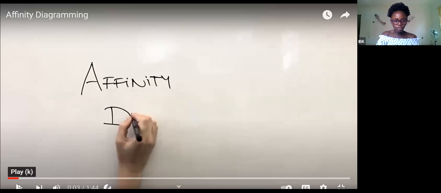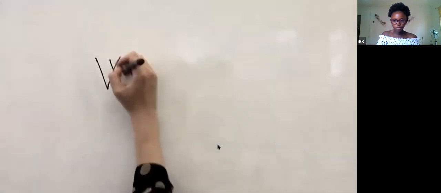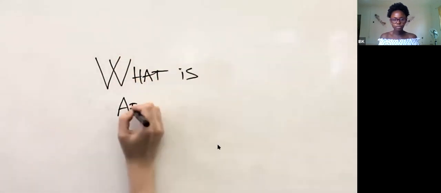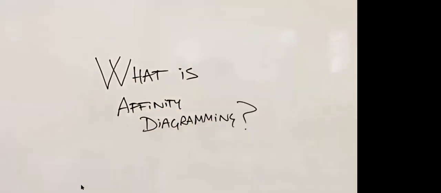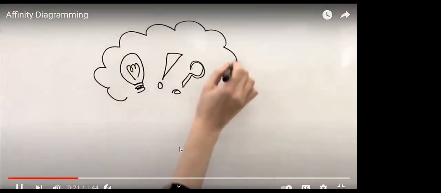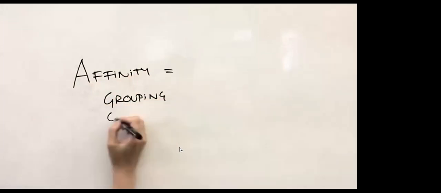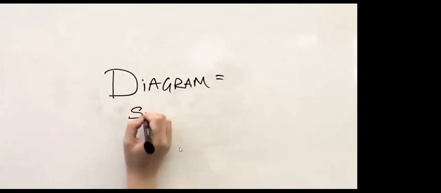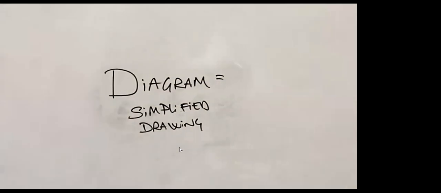This method was developed by a Japanese anthropologist, Jiro Kawakita, in the 1960s. So what is it, and why is it useful in a design-led research process? Affinity diagramming is a relational visual representation of a team's insights and observations. It's a method used to meaningfully cluster observations and insights from research. Affinity means grouping a common experience. A diagram is a simplified drawing showing the appearance, structure, or workings of something, a schematic representation.